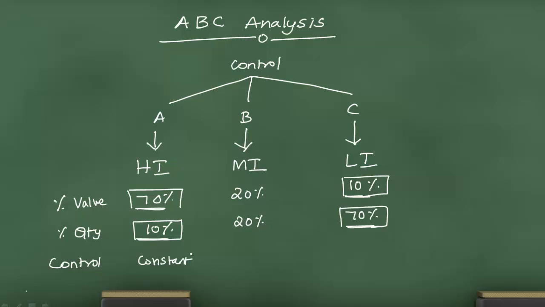For the materials under category B, it would be sufficient to go on a need basis, whereas for the materials under category C, which are 70% in quantity but only 10% in value, we can exercise very little control over them. We can focus on saving the associated cost. So this is the advantage of ABC analysis, wherein you categorize the material into three. You will find which is highly important, which is moderately important, and which is least important, and you can decide your control based on the category of materials. So this has its own advantages.